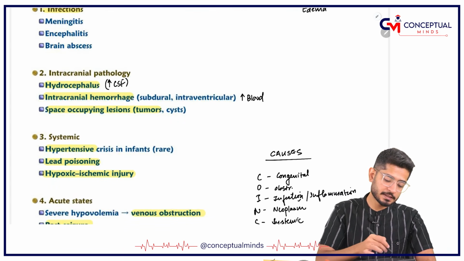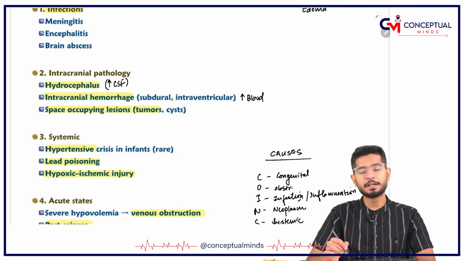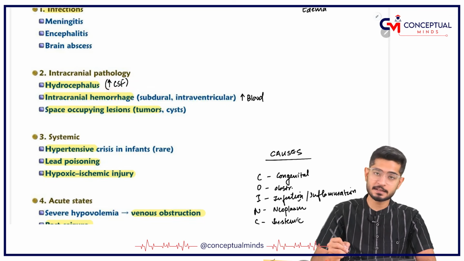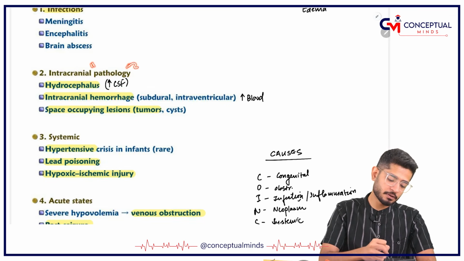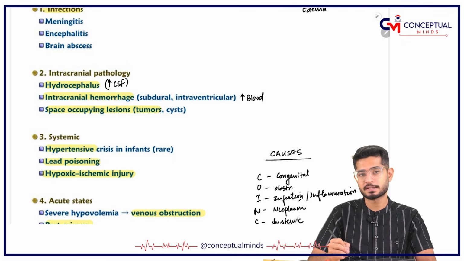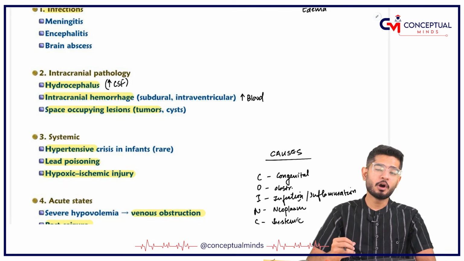After that, the other thing is intracranial pathology like hydrocephalus. Hydro means water, cephalus means brain. So any time the CSF in the brain is increased, that causes hydrocephalus. Of course, intracranial pathology also includes hemorrhage, because hemorrhage is again a lot of blood accumulated inside the brain, and that can cause the gap to be widened. So the fontanelles are going to get widened, bulged, and tense.